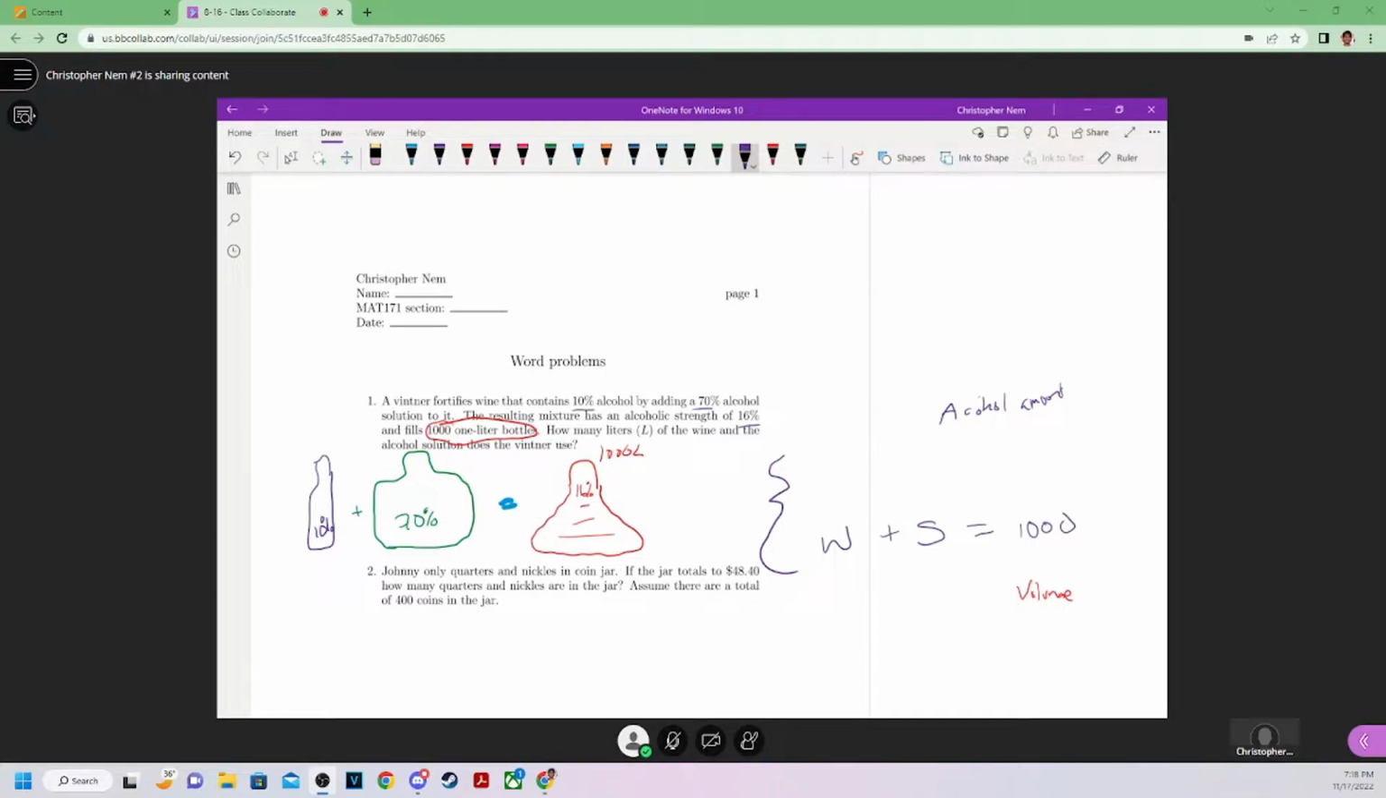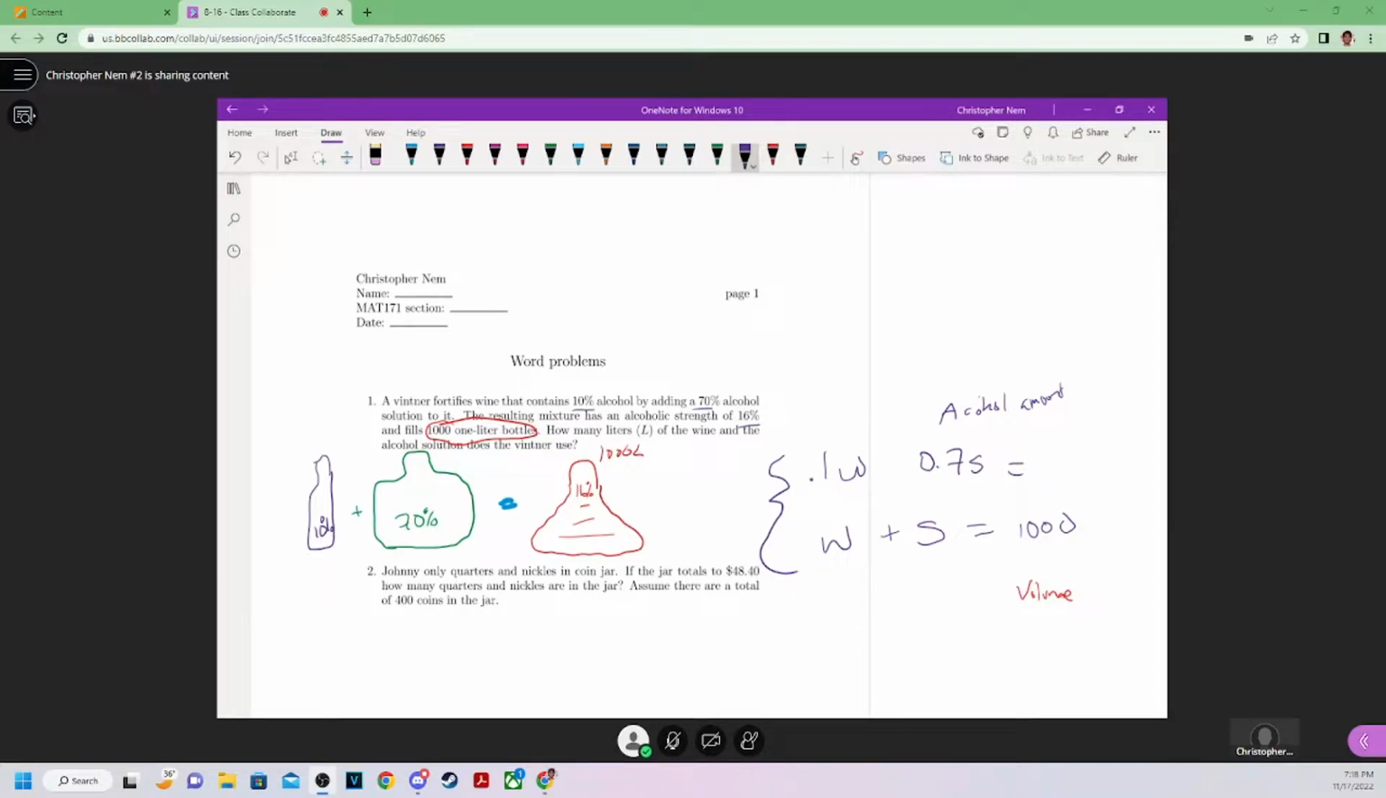Now let's talk about the percentages of alcohol. We need to know the alcohol amount, which means we need to know the percentages. How much alcohol does the wine carry? It contains 10%, which is 0.1, so 0.1 times W. And how much does the solution contain? That's just 0.7S.